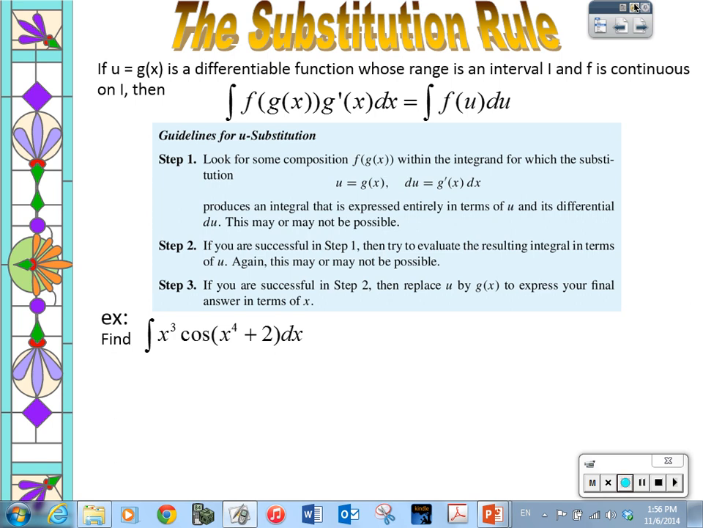The second strategy we're going to learn today is called U-Substitution, or U-Sub for short. We're going to learn U-Substitution today, and this would be the second strategy for integration. So let's talk about what you have to be able to use it. Basically, you have to have a function and its derivative present in the integrand.